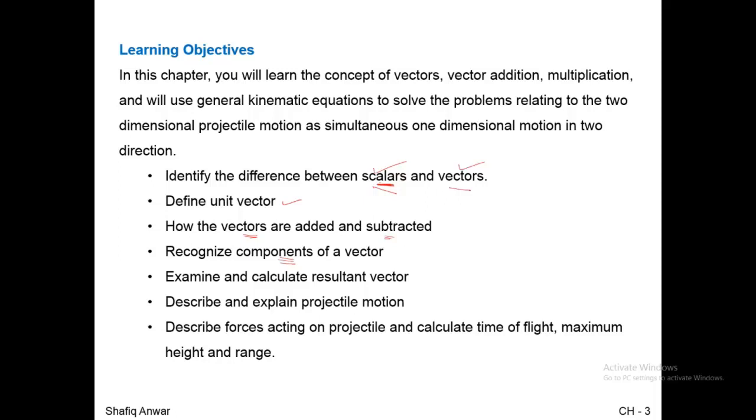Describe and explain projectile motion. This is what I showed you in the animation at the beginning of the chapter, when a launcher launches a person from one side of the border between America and Mexico, and he falls on the other side of the border. So that's projectile motion, two-dimensional motion, x-axis and y-axis, both simultaneously at the same time. Describe the forces acting on the projectile. What forces are acting on the projectile? Projectile means whenever you throw an object in two dimensions, we call it a projectile. We will discuss in detail, don't worry. And calculate the time and maximum height and all these things.